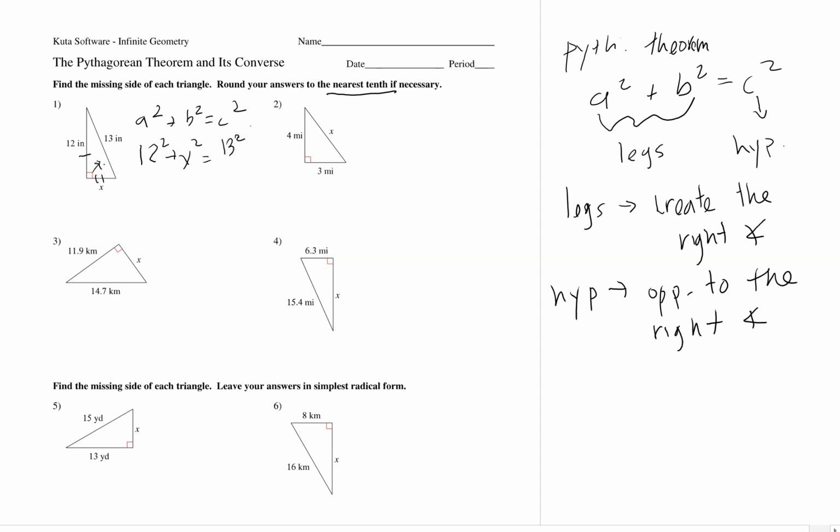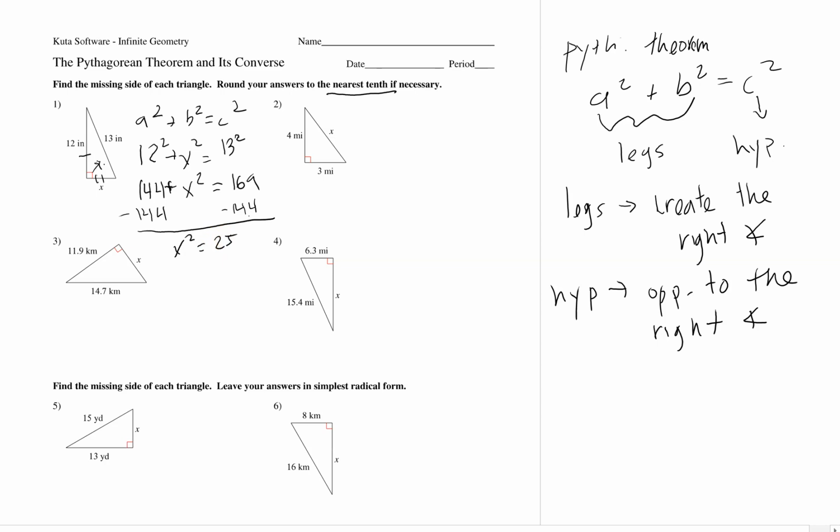Now we're going to use some algebra to solve for our missing side. So 12 squared, that's going to be 144, plus the x squared is equal to, and 13 squared is going to be 169. And I'm going to subtract the 144 on both sides. So that's going to be x squared is equal to 25.